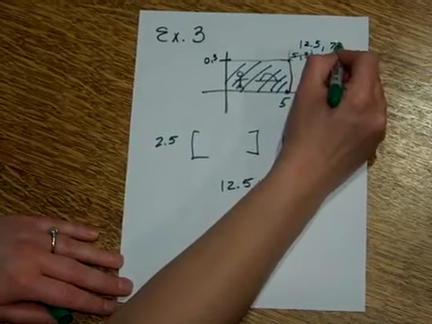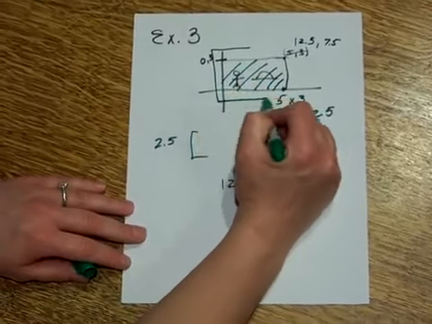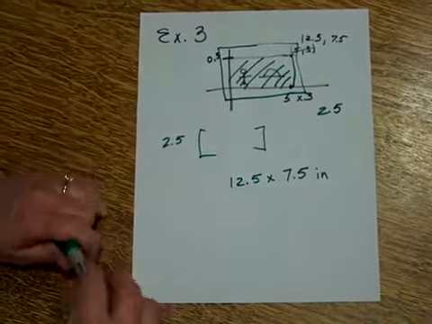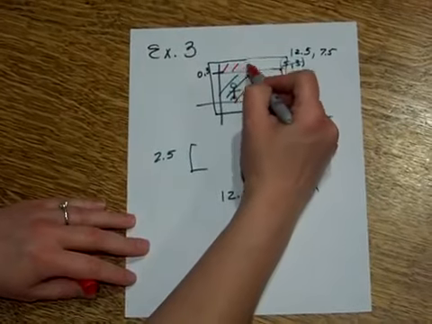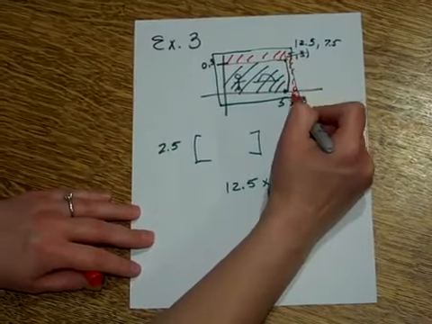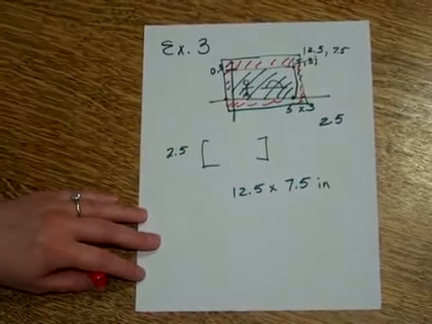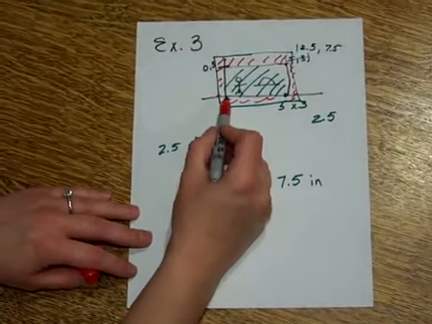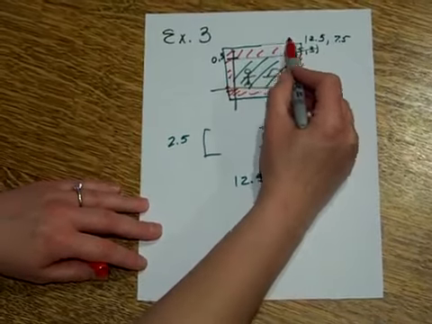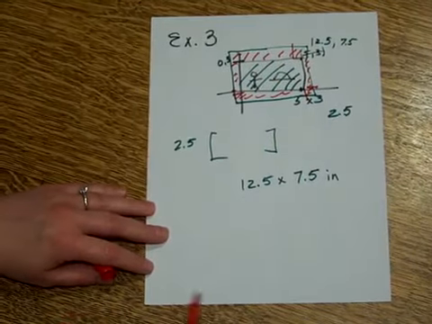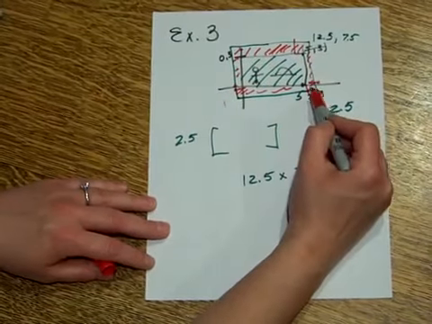But they're wanting to now know if I add a 2-inch mat all the way around, what is the area of just the mat? What is the area of just this mat all the way around? Well, we take our 12.5 by 7.5. We're adding 2 inches in every direction here, because our mat is 2 inches all the way around here.